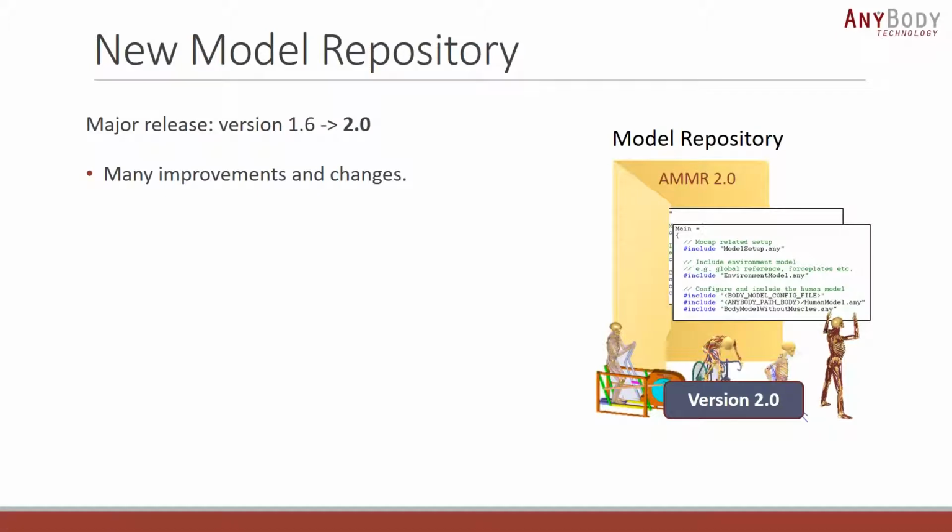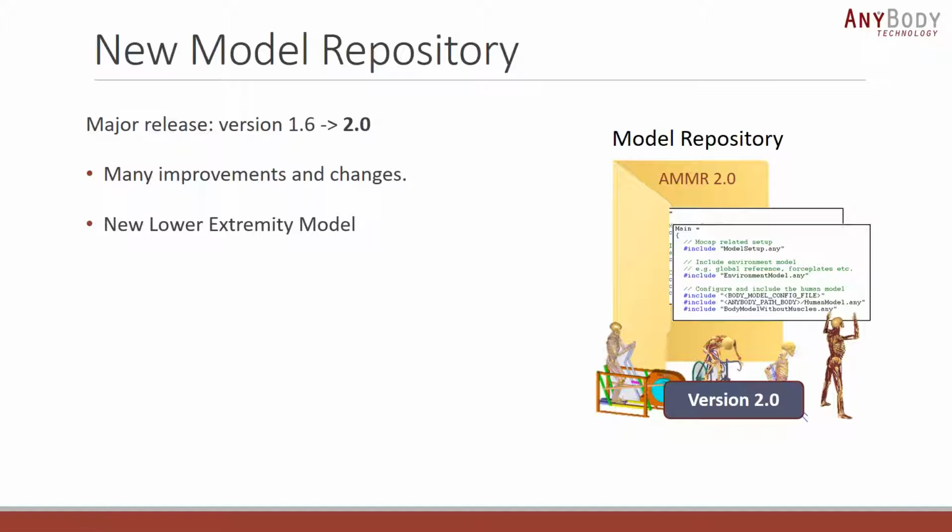And now we can talk about what's new in the model repository itself. The model repository is updated from version 1.6 to 2.0. And we do this versioning here to indicate that this is a major release. There are many, many improvements and changes to the model repository. I'm going to talk about a few of them in just a minute.